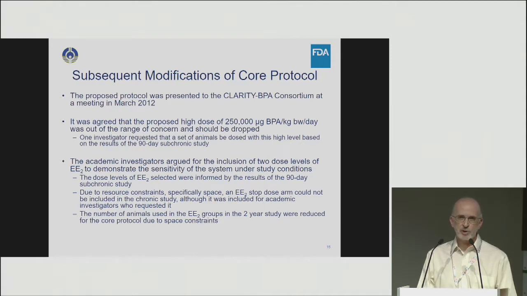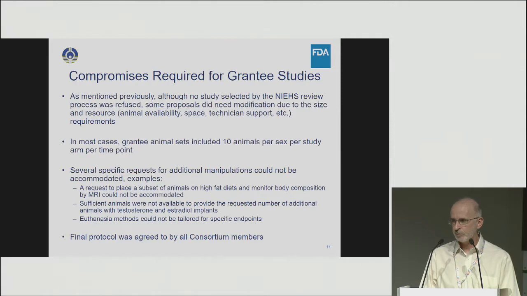And the dose levels were informed by the 90-day study. The high dose that we had used was decided to be too high. We went to the 0.5, and then there was a tenfold dose lower that was used. There were a lot of practical considerations in the conduct of this study, and one of them was that we had to drop the number of animals used in the EE2 groups because there were space issues as well as personnel issues. Okay.